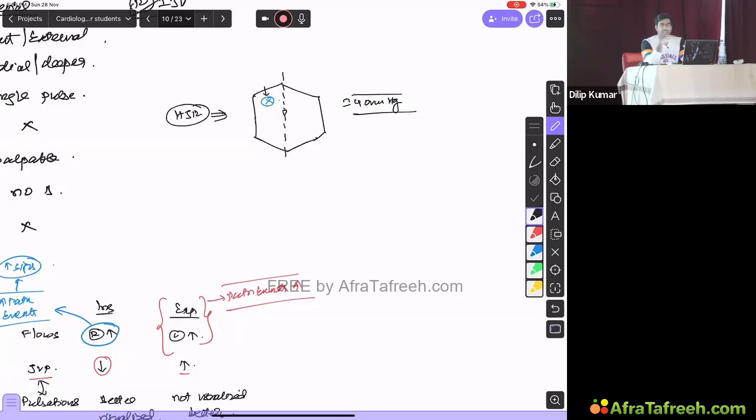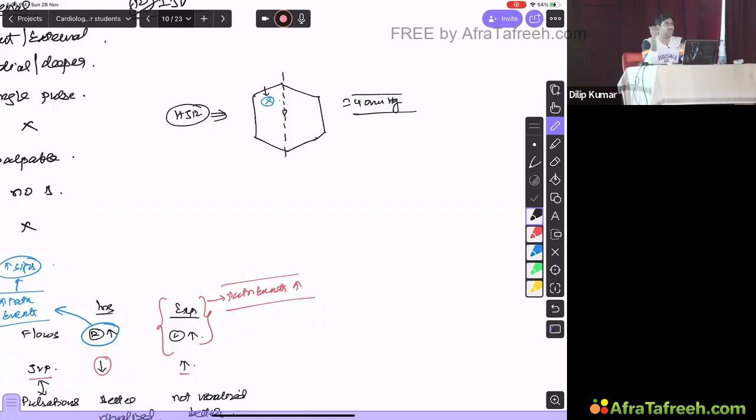So you instruct the patient that after blowing, you should maintain the mercury column at 40. With 1 or 2 trials, the patient will understand what we are trying to say. So you should blow in such a way that the mercury column is maintained at 40. So it's very easy. You can do it. Valsalva should also be at 40 only.